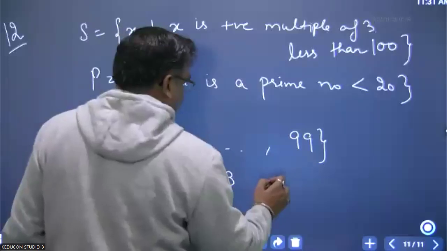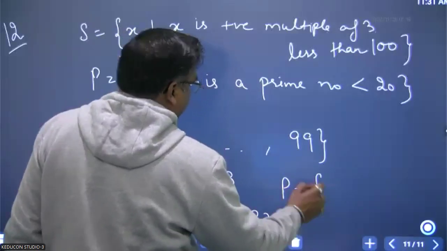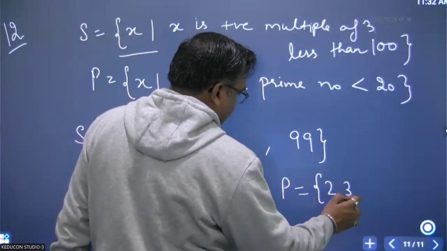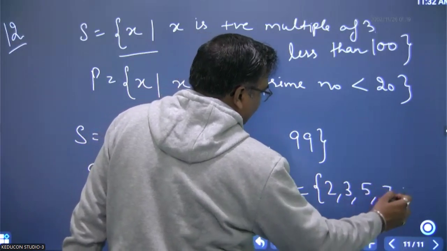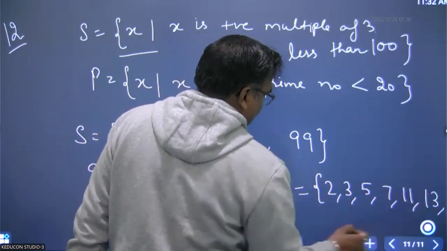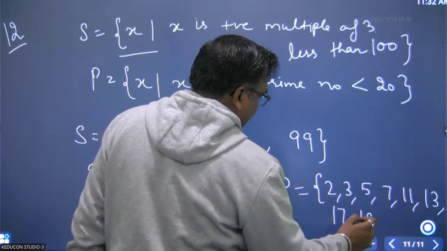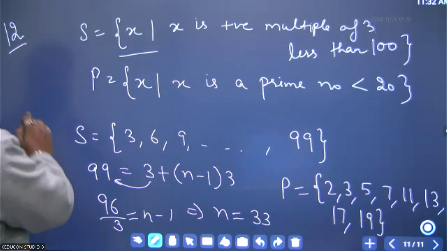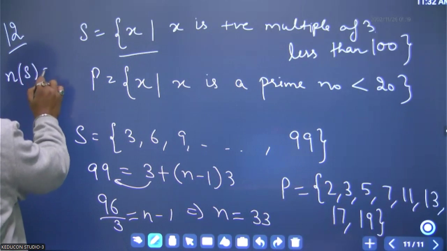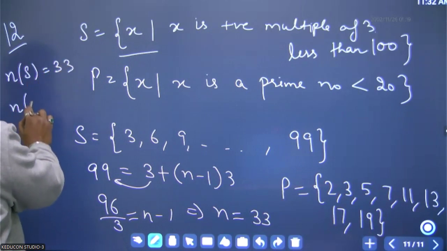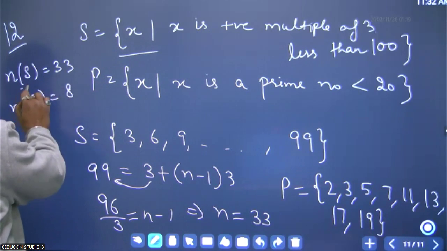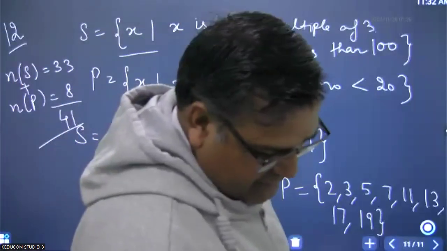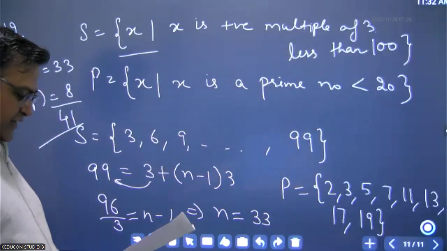Now comes the number of elements in P. P को काउंट करते हैं बच्चे. Prime numbers less than 20. So first will be 2, 3, 5, 7, 11, 13, 17 and 19. Right बच्चों? So this comes out to be 8. So n(S) is 33, n(P) is 8. So the sum of these two will be 41. Right? So the answer will be 41.